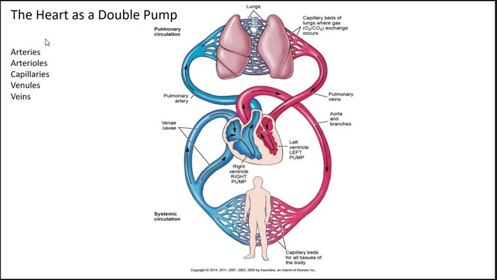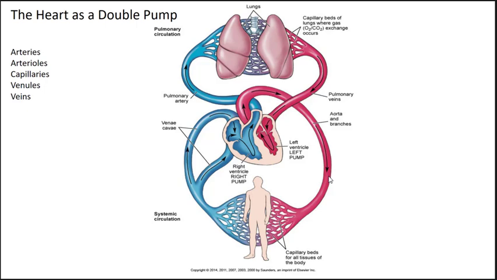I've listed here on the side some of the different blood vessels that blood travels through. We have arteries, arterioles, capillaries, venules, and veins. What I'll point out to you in this diagram is that the arteries are going to be the larger vessels that carry oxygenated blood. So here we have examples of arteries, larger vessels coming right off the heart carrying oxygenated blood.